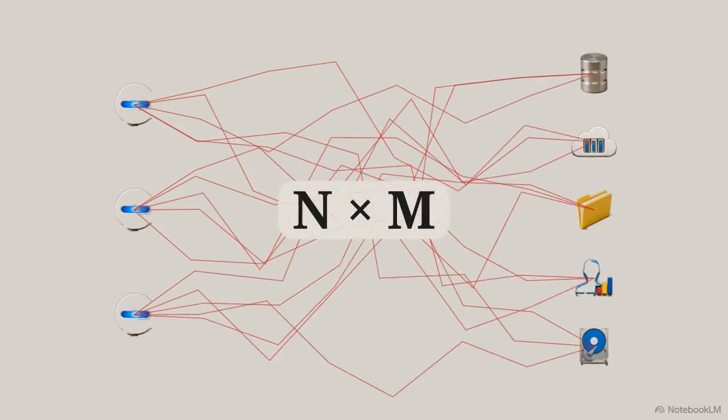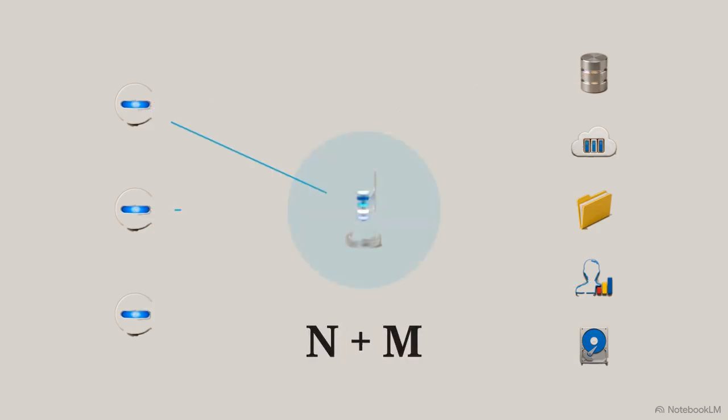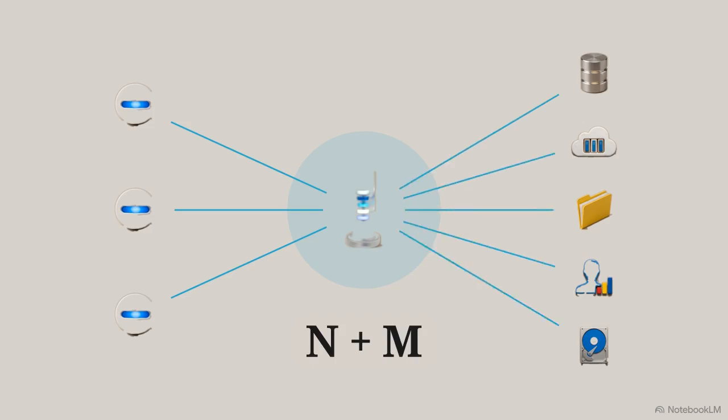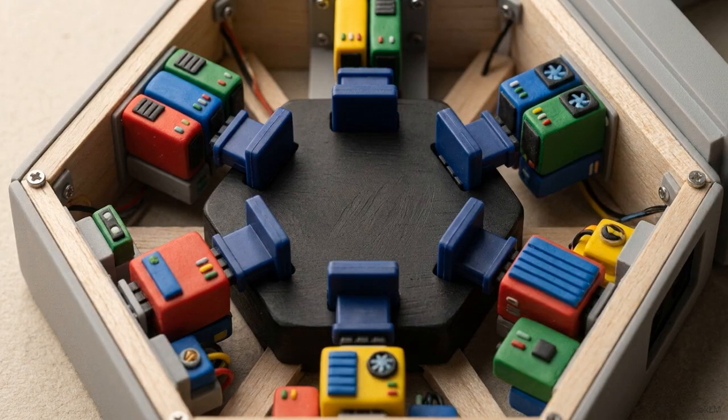Build one single MCP server for a tool, and immediately any compatible AI model can connect to it. The chaotic N times M web snaps into a clean N plus M architecture. Both sides share a standardized vocabulary. Server tools expose resources and prompts, and the client handles routing, allowing data to flow smoothly. In under a year, MCP transitioned the industry from bespoke wiring to a predictable, modular system, acting as a universal connector for any compliant application.